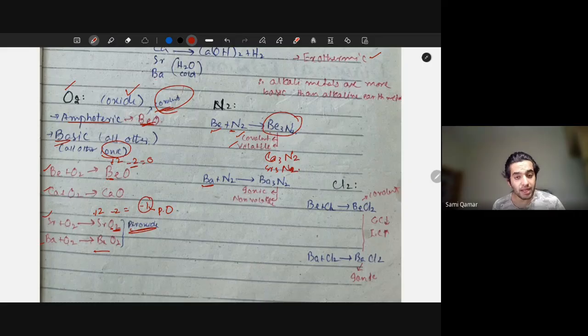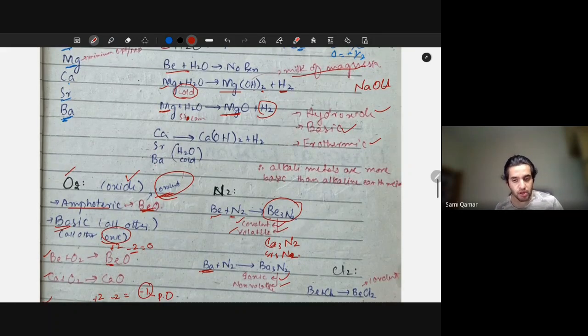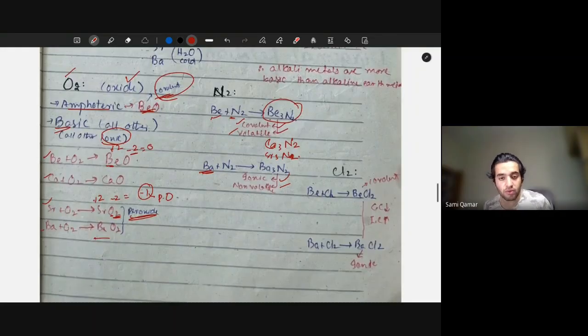But beryllium is more covalent and volatile, while barium will be more ionic and non-volatile. So what does that mean? It means that from top to bottom in the group, covalent character will decrease and ionic character will increase. Okay, got it. Now let's talk about chlorine.